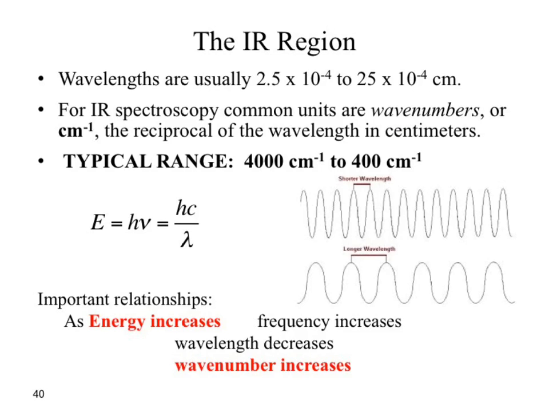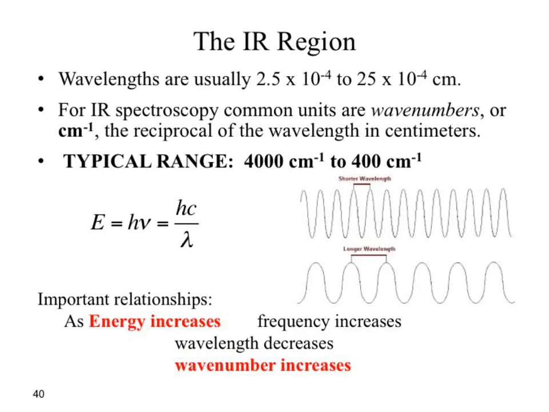Okay. IR, kind of our big thing on this. Again, we're dealing with all these energies and frequencies and all this other nasty stuff. Our typical range when we're looking at IR runs from about 4,000 inverse centimeters to 400 inverse centimeters. Inverse centimeters is a weird unit.